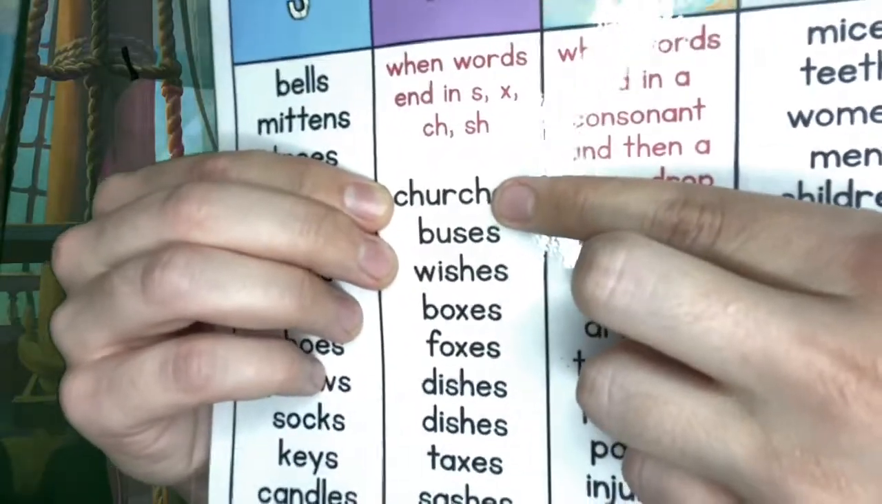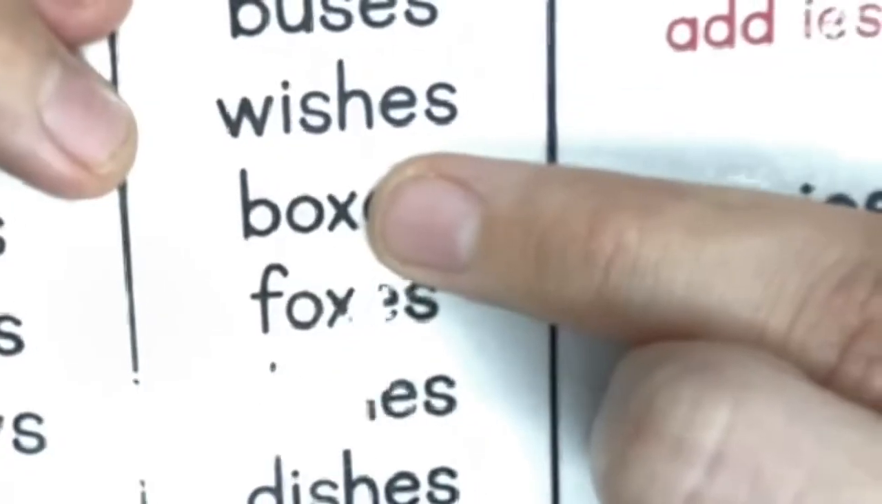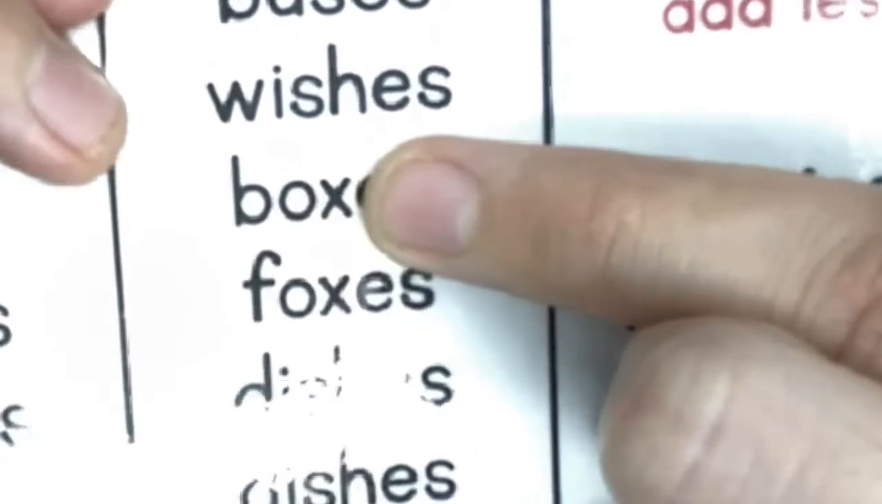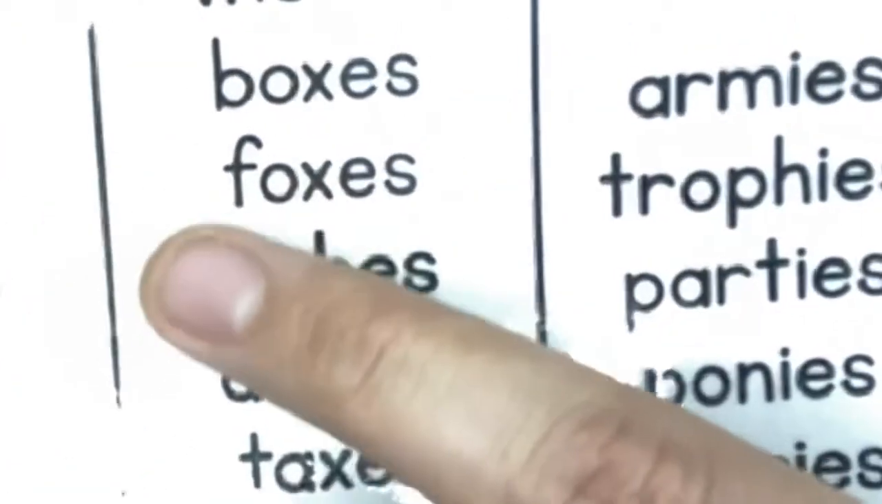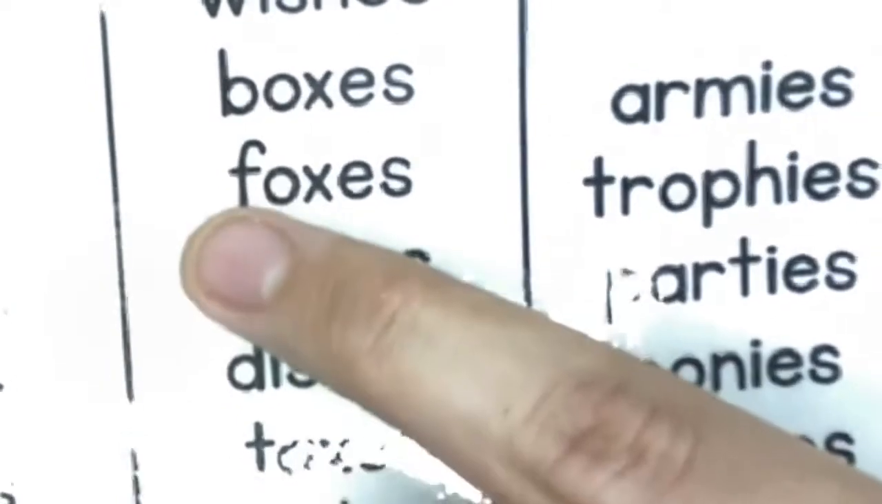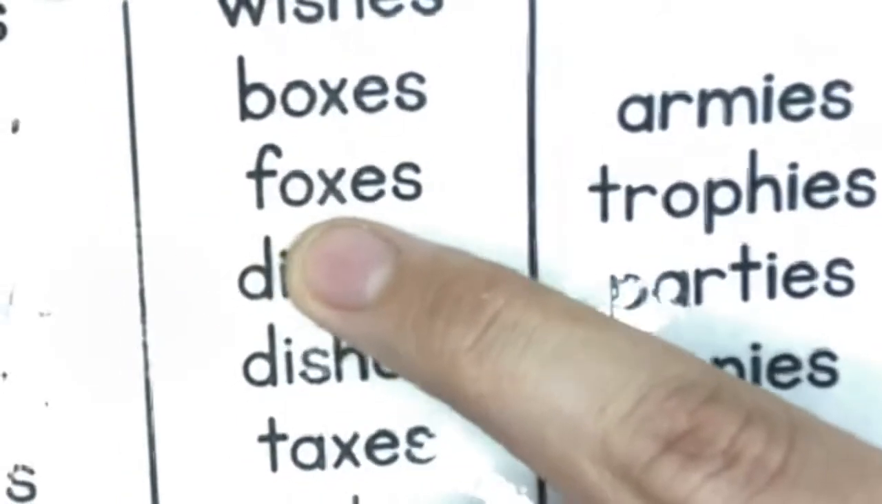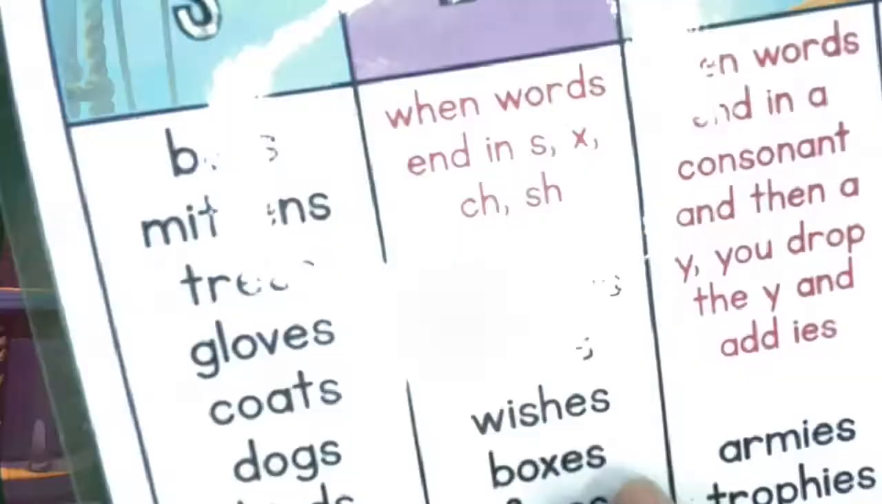Let's look at some other examples. Church becomes churches. Box, that ends in an X. So we add ES, make it boxes. Same with fox. Fox, and we add ES, foxes. So remember, anytime it ends in an S, X, CH, or SH, you're going to add ES.